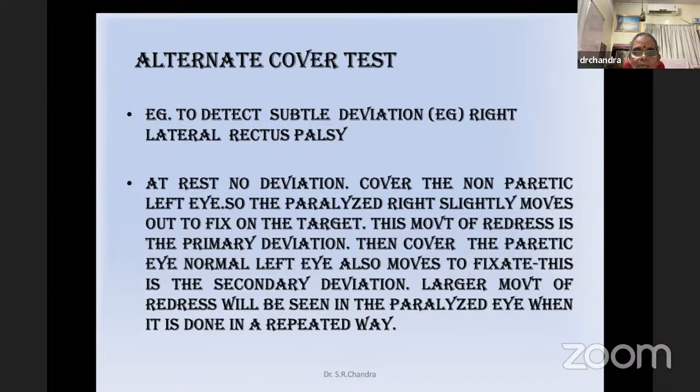So the alternate cover test is continuously alternating between both eyes, so that when the patient tries to fixate on the probably sick eye, there is a mild deviation, that is the primary deviation. And then when he fixes on the normal eye, there is another deviation, that is the secondary deviation, which says that the patient is not malingering. He is truly having a subtle oculomotor palsy, which we are not able to see when we are not doing the alternate cover test.